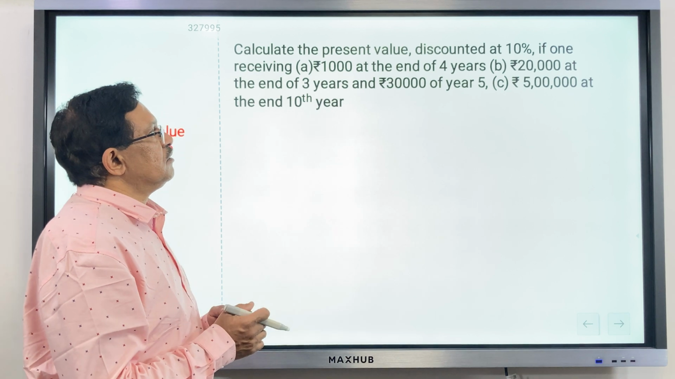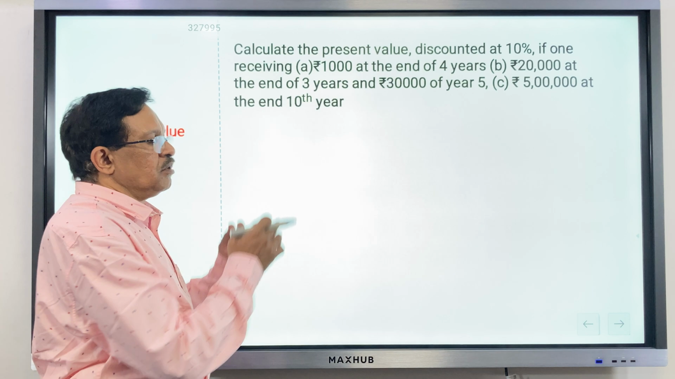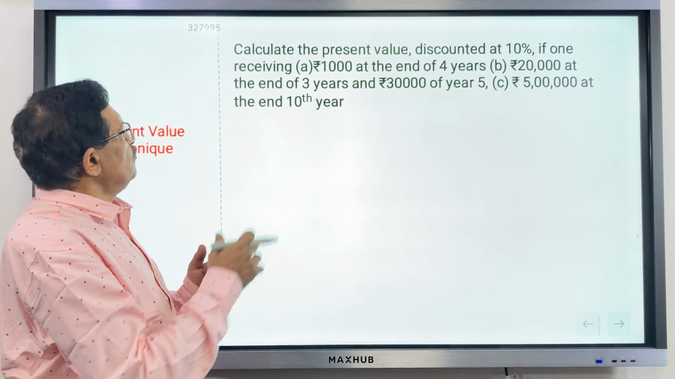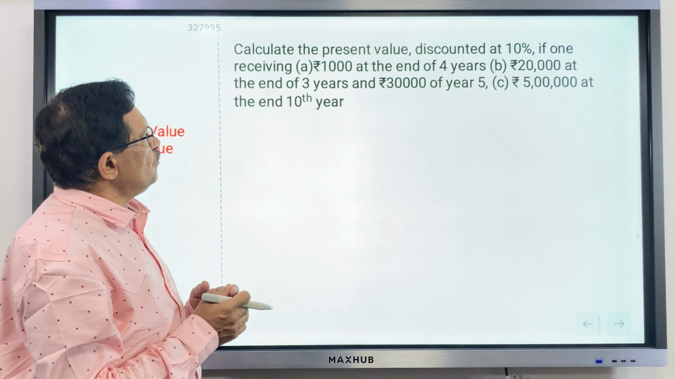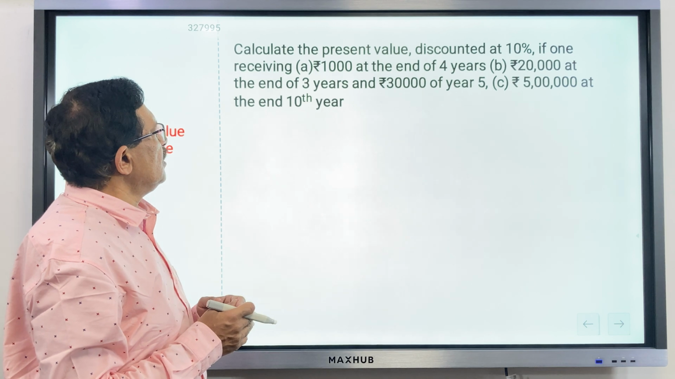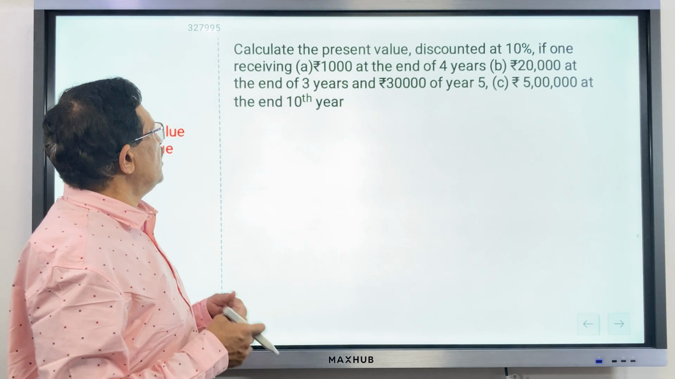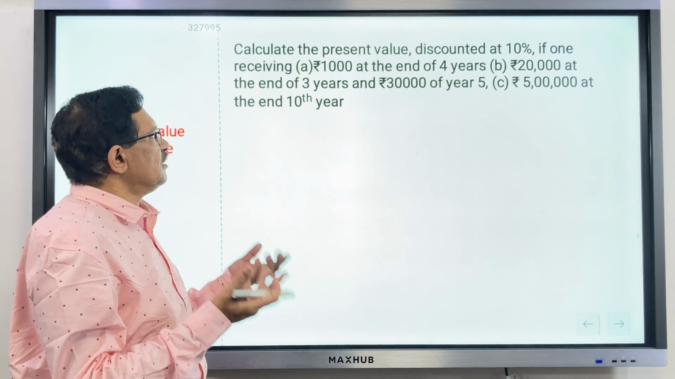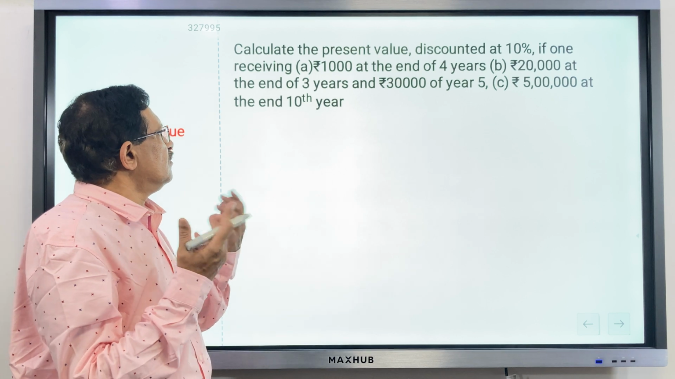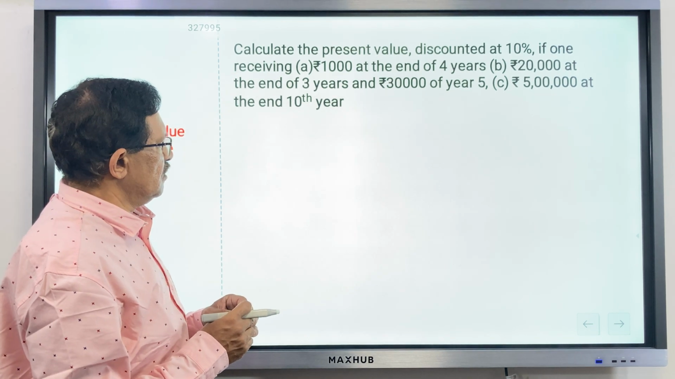How to use that particular table values? Let us understand by solving the same problem. Let me repeat the problem. Calculate the present value discounted at 10% if one is receiving rupees 1000 at the end of 4th year, 20,000 at the end of 3rd year, and 30,000 at the end of 5th year, and 5 lakhs at the end of 10th year.